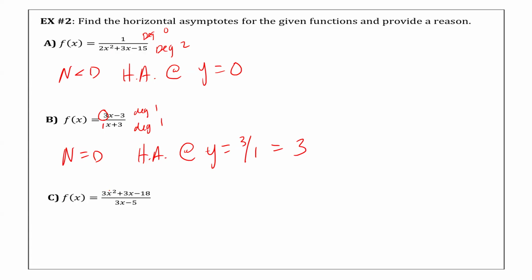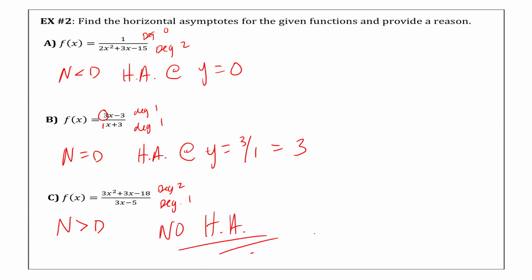Lastly, the degree of our numerator is 2. The degree of our denominator is 1. So in this case, n is greater than d. And because n is greater than d, there is no horizontal asymptote. All right, good job.